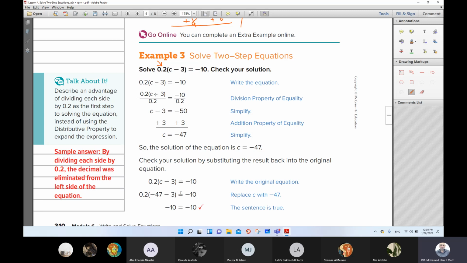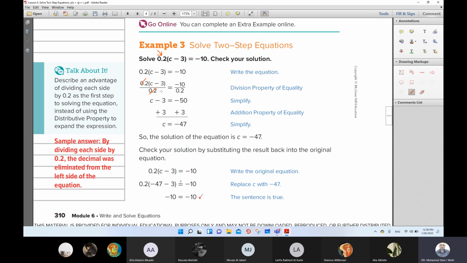So 0.2 multiplied by parentheses c minus 3 divided by the same decimal, divided by 0.2, and the second side negative 10 divided by the same decimal 0.2. 0.2 divided by 0.2 will be 1, remains c minus 3, and negative 10 divided by 0.2 will be negative 50. Then try to remove the constant negative 3 from the side. So add the inverse of negative 3 to the two sides, plus 3 here, plus 3 here. Negative 3 plus 3 will be 0, remains here c, and negative 50 plus 3 will be negative 49.